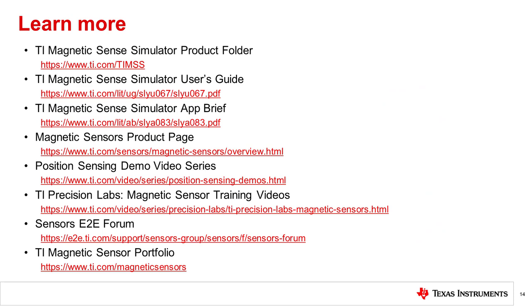This concludes our discussion on how to orient your magnet and sensors within TIMS. To learn more about TIMS and TI's magnetic sensors, please refer to the following resources listed here.